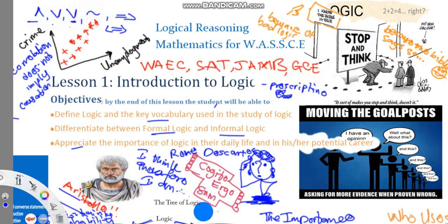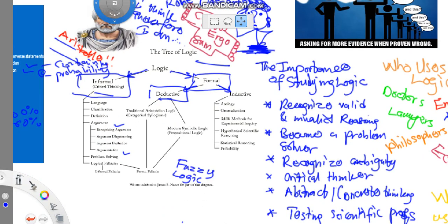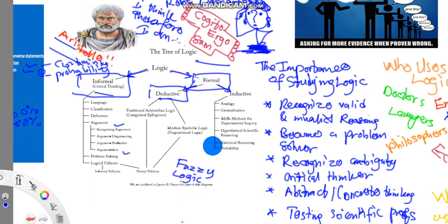Now we are going to move our attention to talking about the differences between formal and informal logic, and then we shall briefly look at the importance of logic and who uses it. You might be surprised. So, formal logic is different from informal logic.